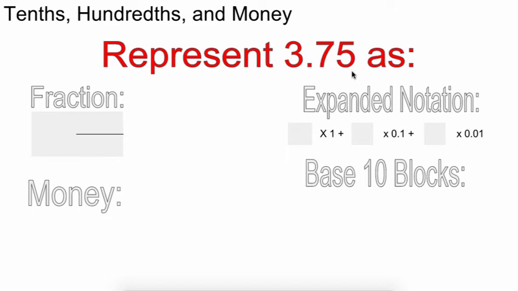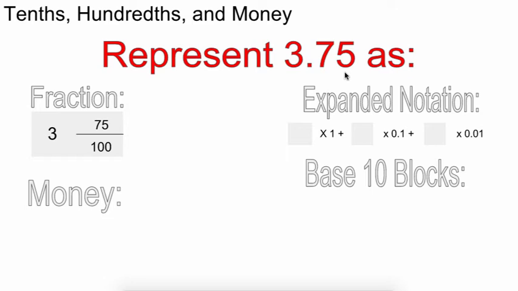So if we're writing that as a fraction, you have 3 wholes and 75 hundredths. This fraction, or mixed number, is the same as this decimal number.